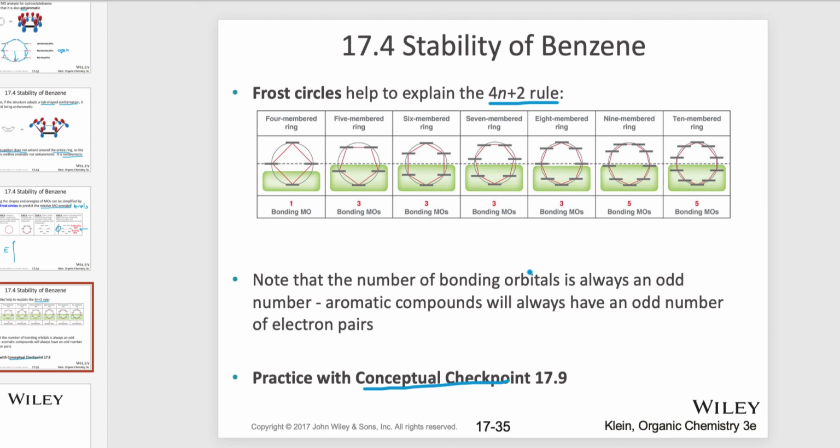Note that the number of bonding orbitals is always an odd number. Yeah, and this Frost circle will help you place the energy levels and then think about how many electrons you would place in here. Well, again, the 6 electrons, really, really important for the stability.